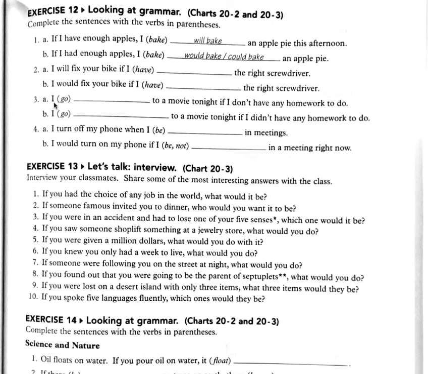Okay, number 3. I blank to a movie tonight if I don't have any homework to do. Here's the if clause. Look at how. Present. I will go to a movie tonight. This is future, so you say we'll go to a movie tonight if I don't have any homework to do. B. I blank to a movie tonight if I didn't have any homework to do. This is past. Okay? Because of didn't. So you say I would go to a movie tonight if I didn't have any homework to do.